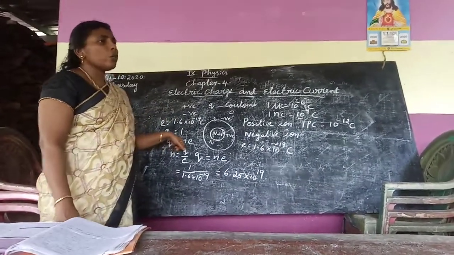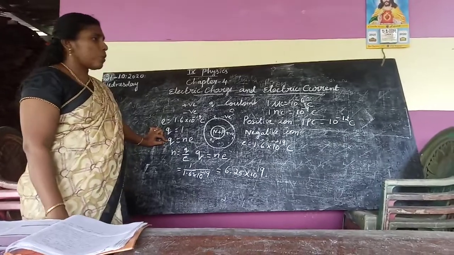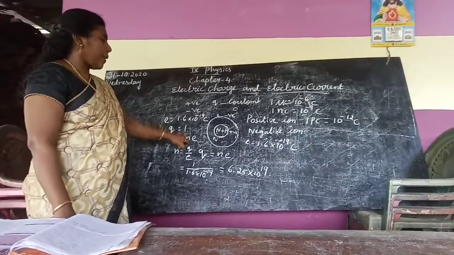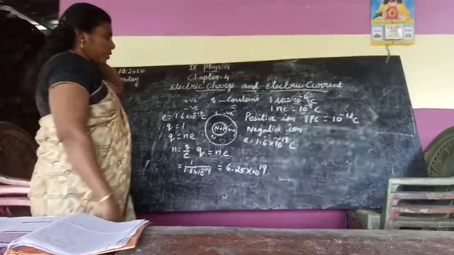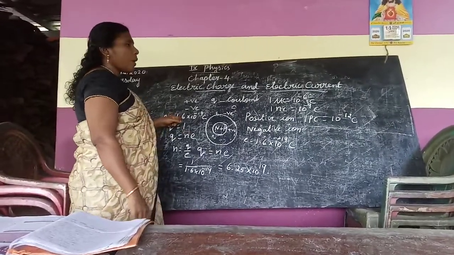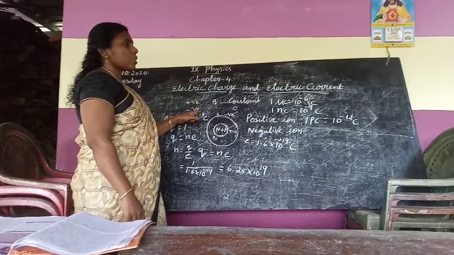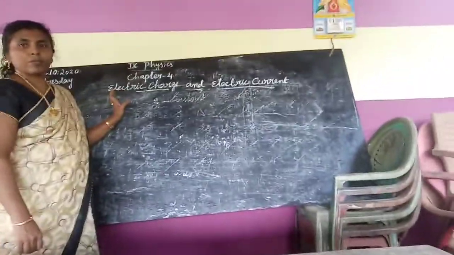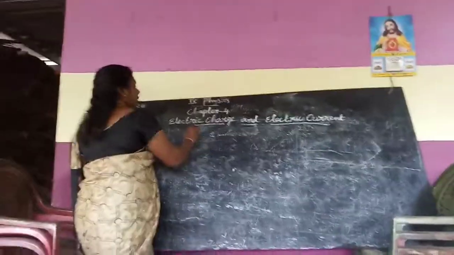Q equal to N E. What is Q? Q means electric charge. N means the number of electrons, that's a whole number. Then E means the charge of an electron. What's the value of E? 1.6 into 10 power minus 19. Next one is electric force.